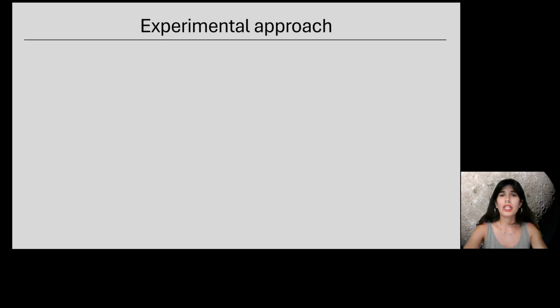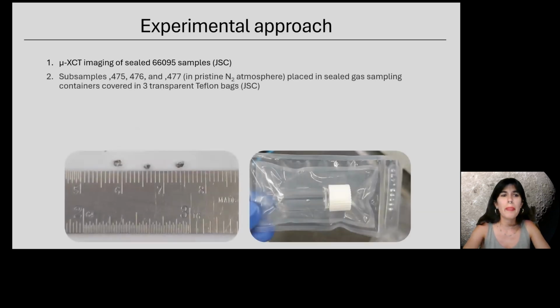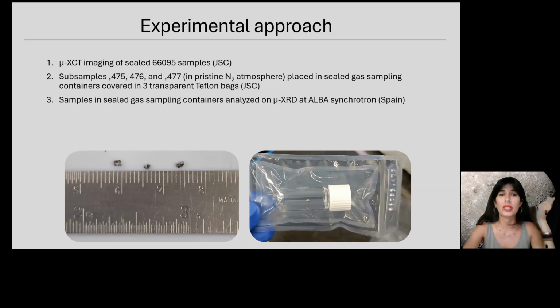The outline of the experiment is below. Here we see that first we've done micro X-ray computed tomography imaging of sealed samples at NASA Johnson Space Center. Then 3 subsamples that were less than 2 millimeters in size were placed in pristine nitrogen atmosphere in sealed glass containers, and then also covered in Teflon bags at the NASA Johnson Space Center, and were sent to Barcelona, where we have analyzed these sealed samples by micro X-ray diffraction at the synchrotron ALBA in Spain.